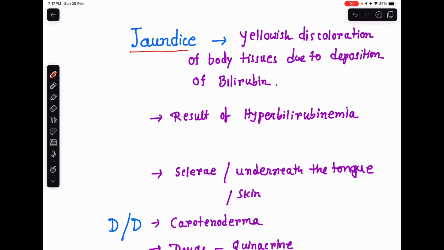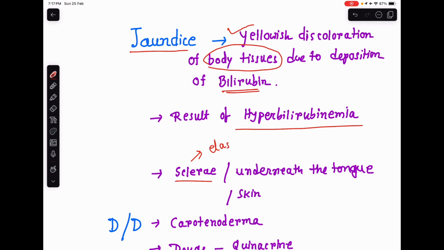Jaundice is the yellowish discoloration of body tissues due to deposition of bilirubin. It is a result of hyperbilirubinemia. Bilirubinemia may be conjugated or unconjugated, which may result in jaundice. Jaundice is first noticed in the sclera. Why in the sclera? Because sclera contains a high amount of elastin, which has affinity towards bilirubin. So bilirubin easily gets deposited in the sclera, resulting in yellowish discoloration of the sclera.